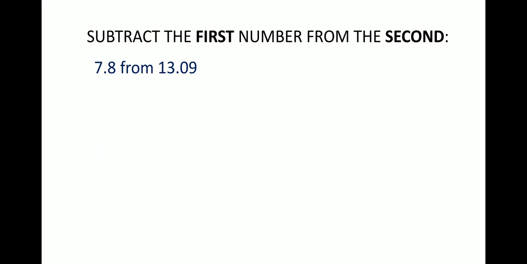So in most of the cases the students make a mistake by writing 7.8 first and minus 13.09. This way they make the mistake. Over here, since the second number is this one, you have to subtract the first number 7.8 from 13.09. That means we need to write 13.09 first, then we will write 7.8 down there, and then we will subtract.